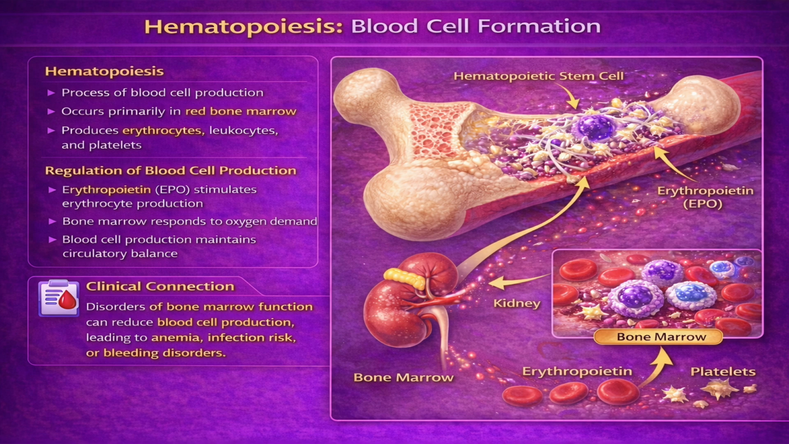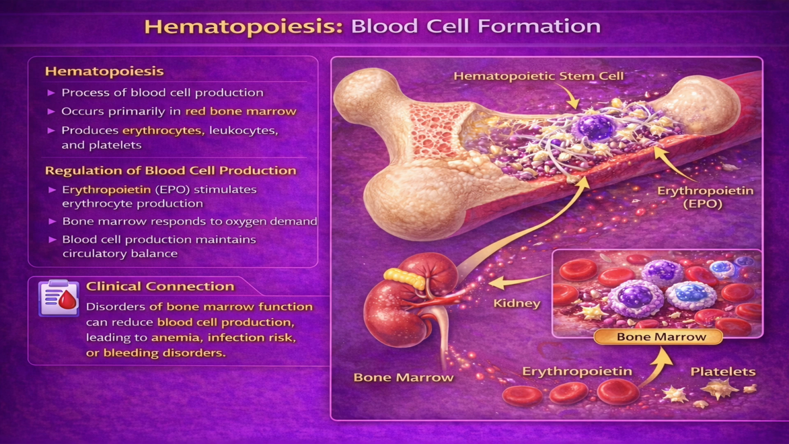Within this environment, immature precursor cells known as hematopoietic stem cells divide and differentiate into the various types of blood cells. Through this process, the bone marrow continuously produces erythrocytes, leukocytes, and platelets, ensuring that the circulatory system maintains adequate oxygen transport, immune protection, and clotting capability.